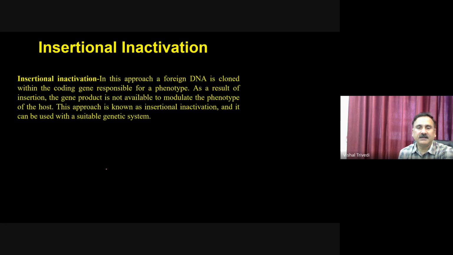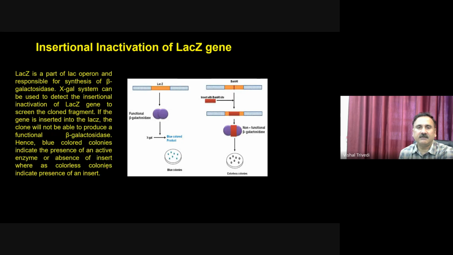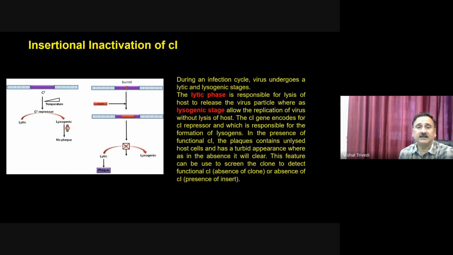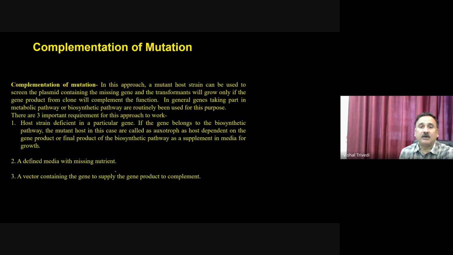Then we also have the insertional inactivation that we have discussed just now with the LacZ, right? And then we also have the antibiotic resistance genes. Then we have the insertional inactivation of CI. This is another repressor present in the viruses, and that also can be used for selection. Then we have the complementation.